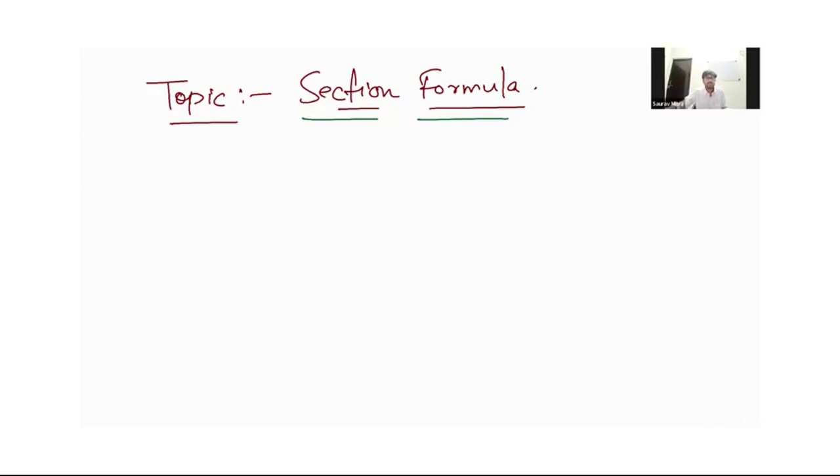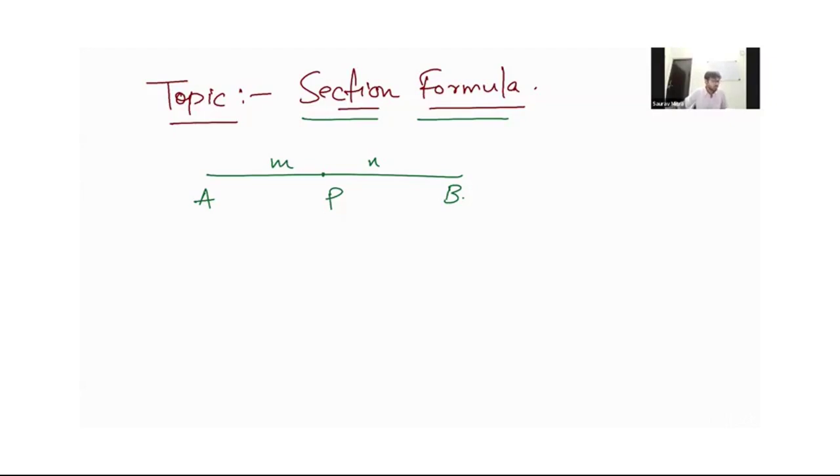Okay. So we have points A and B. In between, let us take a point P. That means it is dividing the line joining A and B in some ratio. Let the ratio be m is to n. So it is dividing the line joining A and B in the ratio m is to n.